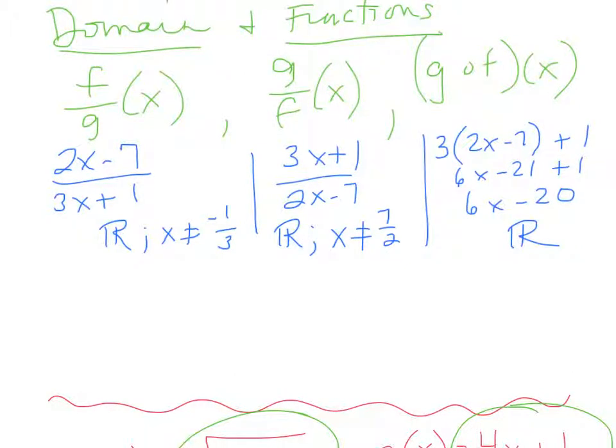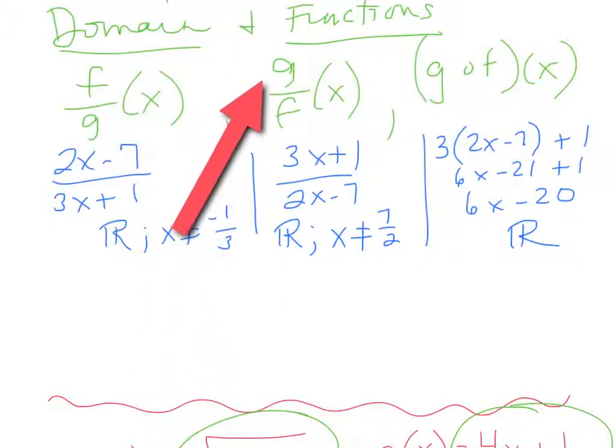Okay, so f divided by g. So we take the f function, put it on top. That was 2x minus 7. The g function, we put it on bottom. And there's nothing we can factor, and there's nothing we can cancel because we do have a plus and a minus binding these terms together. So we just go straight to domain. Set that denominator equal to 0, solve it, and you get that x cannot be -1/3.